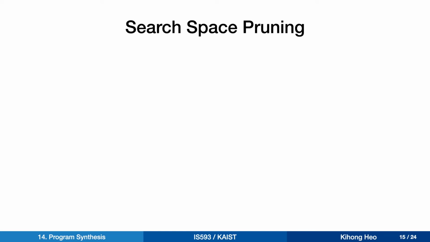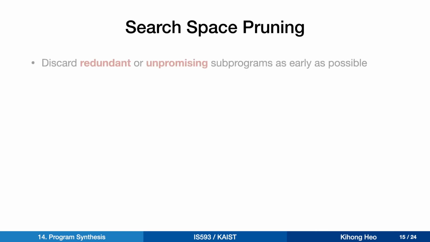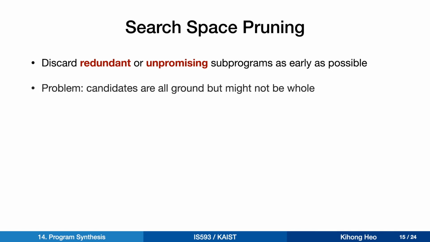For the bottom-up approach, again we need a proper search space pruning method. The principle is the same. We have to discard redundant or unpromising subprograms as early as possible. But a bit different from the previous top-down case is that here all candidate programs are grounded. That means no non-terminals, but they might not be whole programs. That means we don't know how these subprograms will be combined later on.